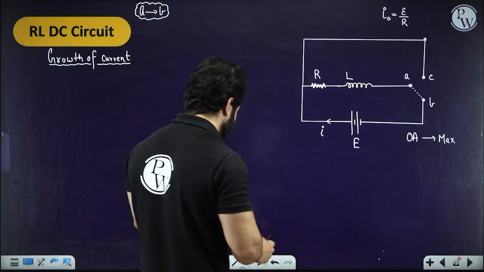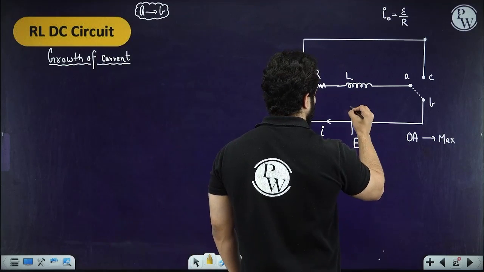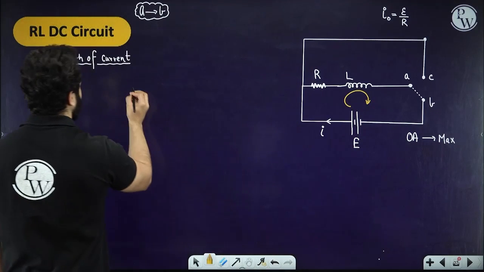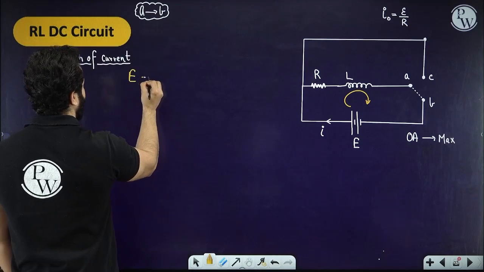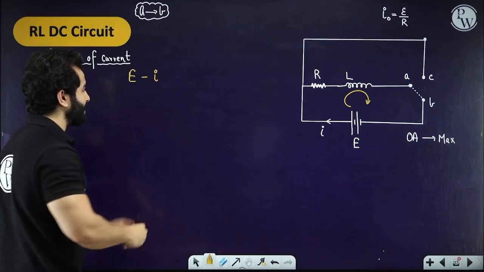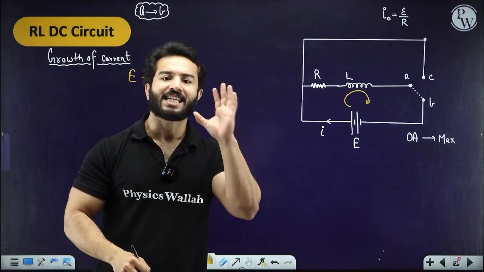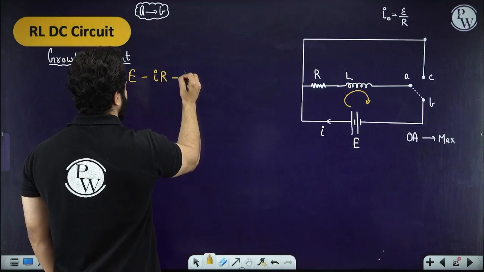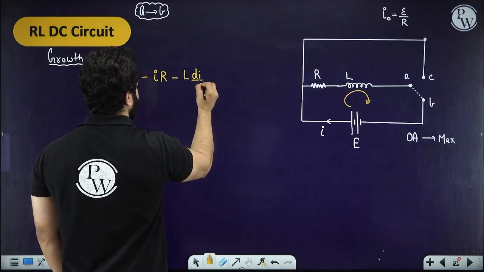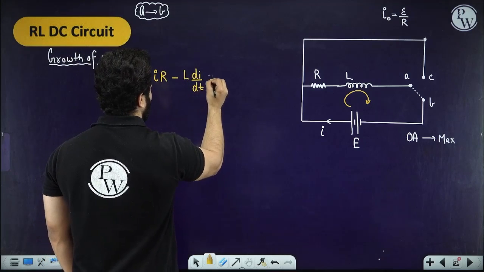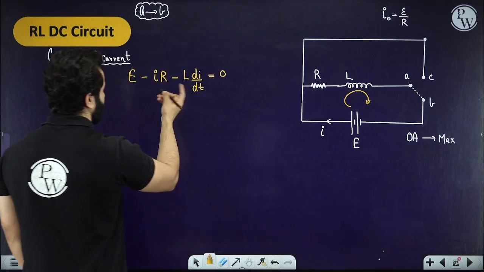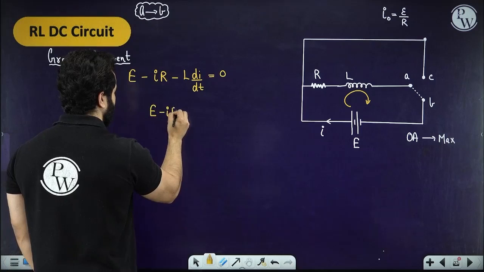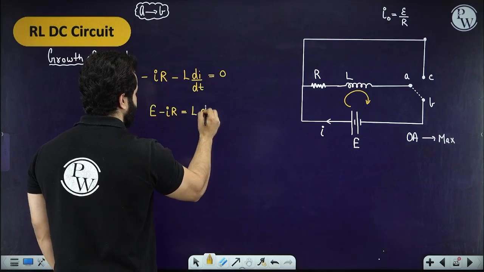So right now what I'll ask you to do is just write a KVL equation over here. If I write a KVL equation, I'll write E minus IR, where I is the current at any time t, a random time, minus L di by dt equals 0, your normal KVL equation, right? Now the next step is going to be E minus IR equals L di by dt.